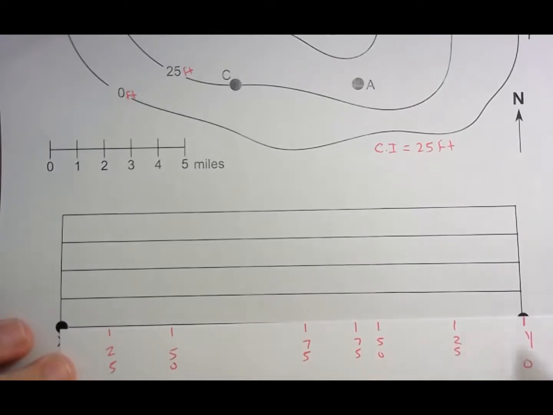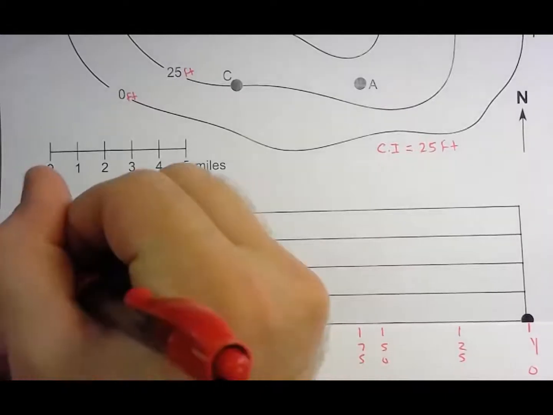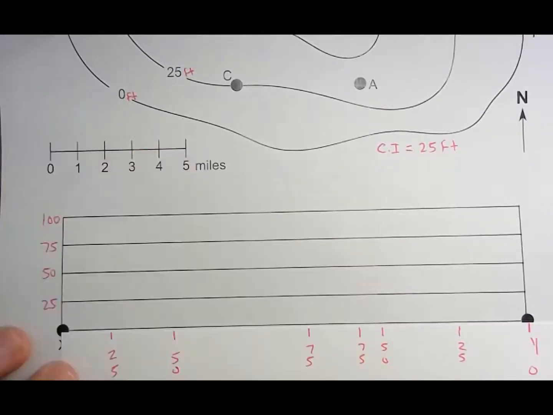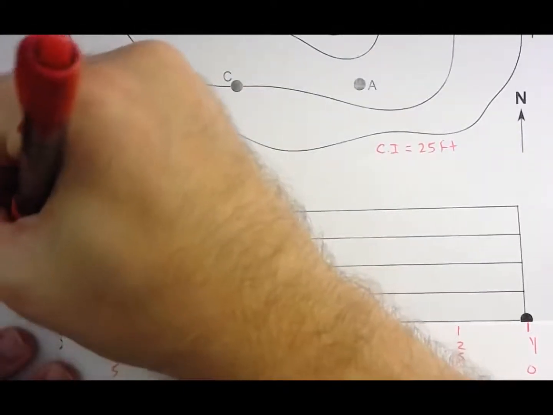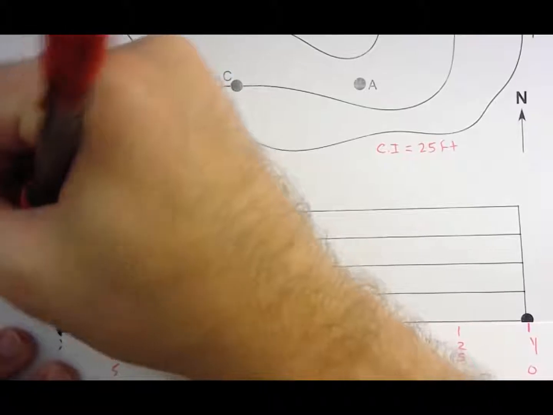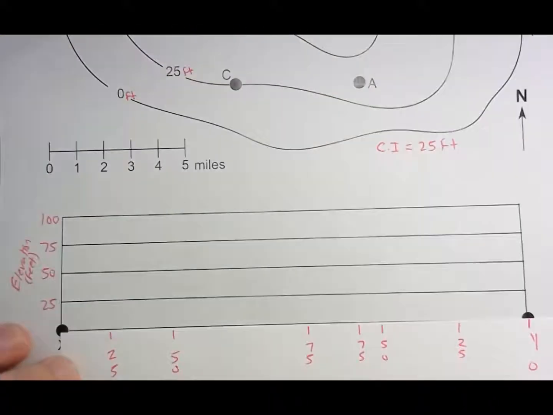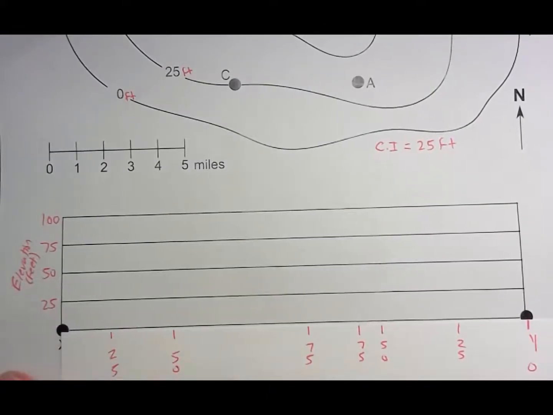And notice there's 1, 2, 3, 4 lines here. It makes sense to use the same interval as our contour interval, so that's 25 feet, 50 feet, 75, and 100 feet. Okay? So we can just put elevation over here. Typically this will be already done for you on a Regents exam or a test in class. Okay? So zeros are already marked down.